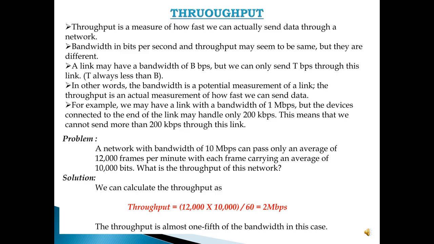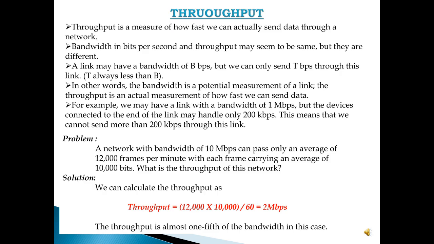For example, we may have a link with a bandwidth of 1 Mbps, but the device connected to the end of the link may handle only 200 kbps. This means that we cannot send more than 200 kbps through this link.